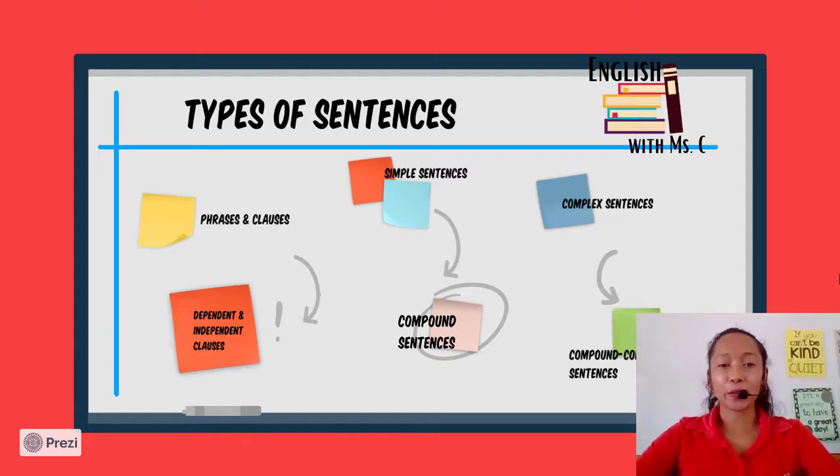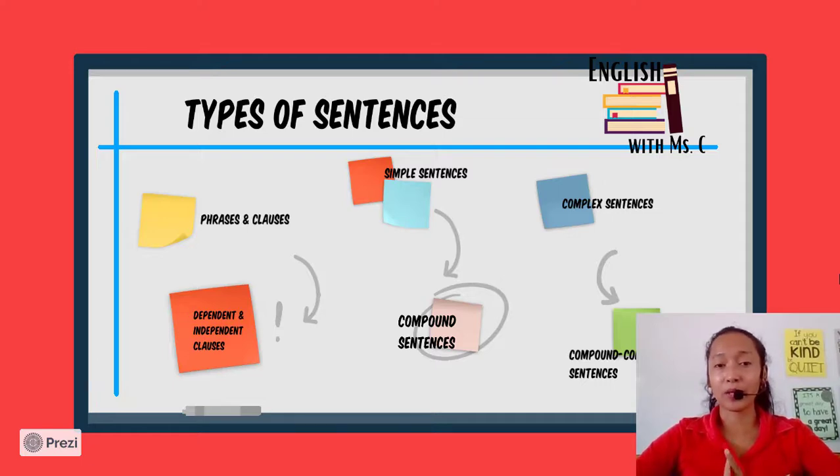Hello students, on our previous lesson we took a look at phrases and clauses. This time we're going to look at dependent and independent clauses. Just as a review, I want to remind you that a clause has a subject and a verb combination. So let's take a look at dependent and independent clauses now.